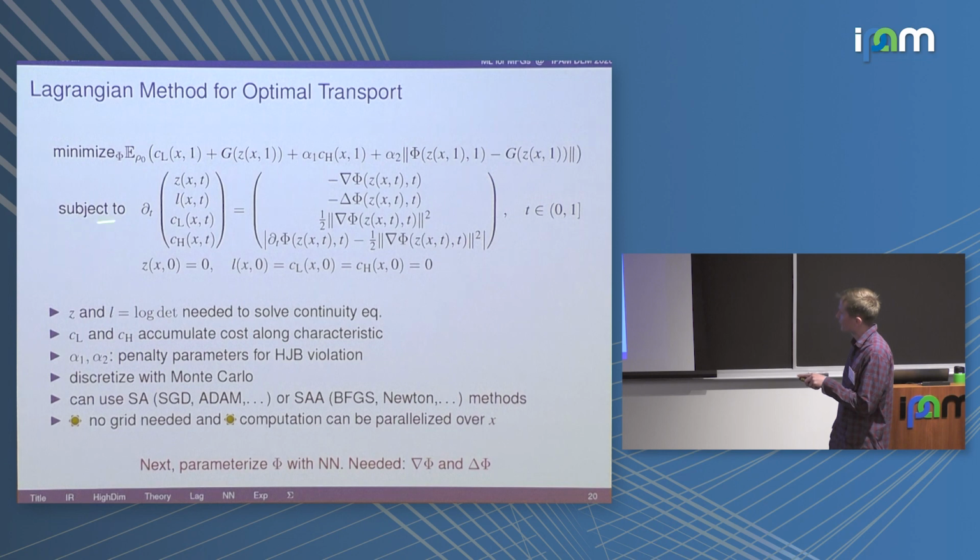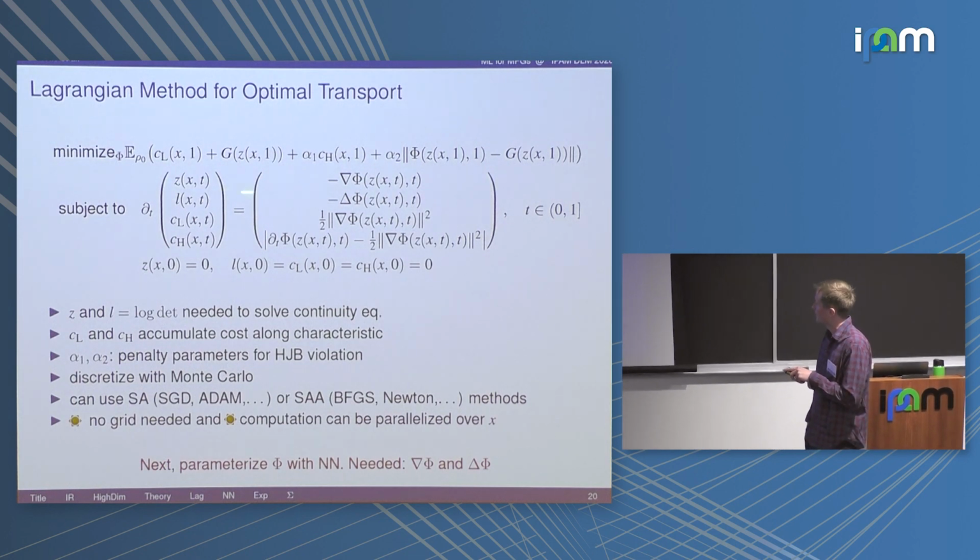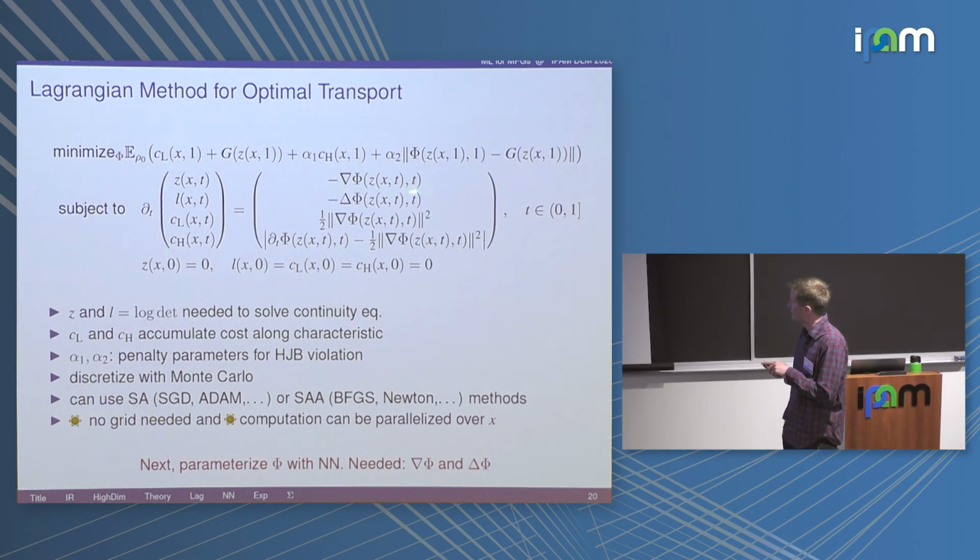I still wrote it down as a constraint problem, but I want to say that this constraint is just an ODE. So you initialize it somehow, and then you keep integrating this part here to get the characteristics, this part to get the log determinant, this part to get the transport costs, and this part here to look at how you violate the Hamilton-Jacobi-Bellman equations.